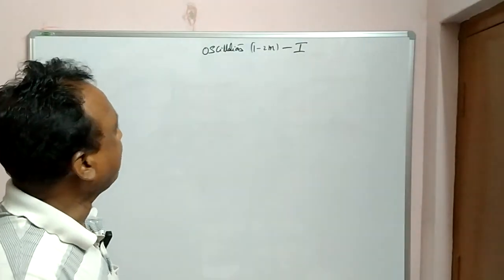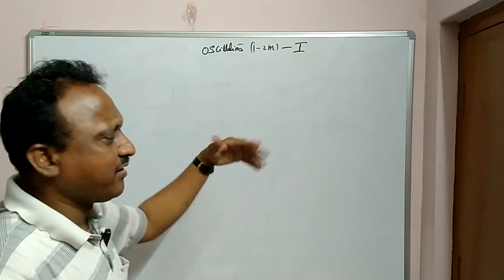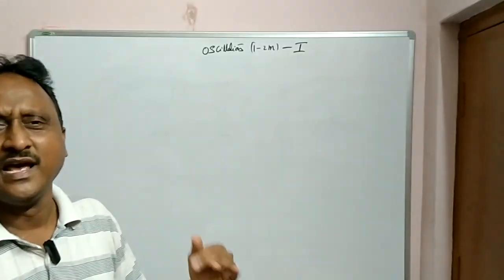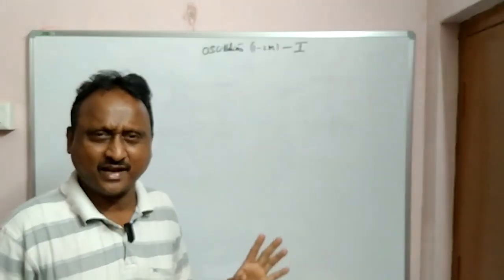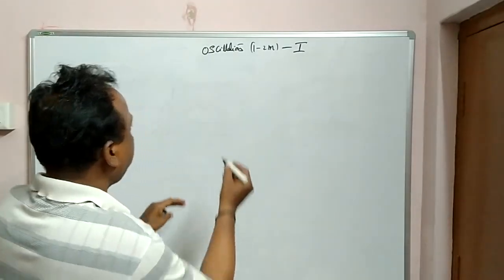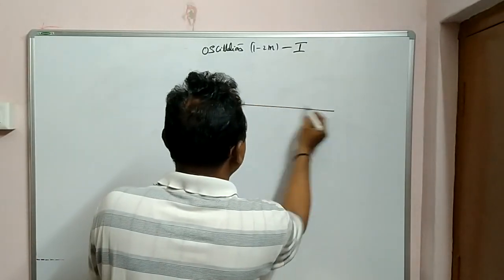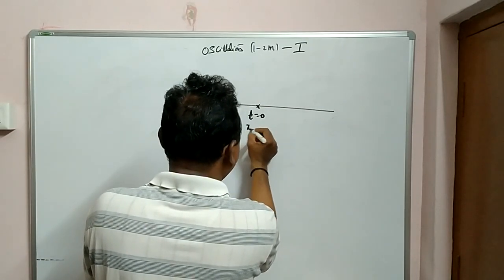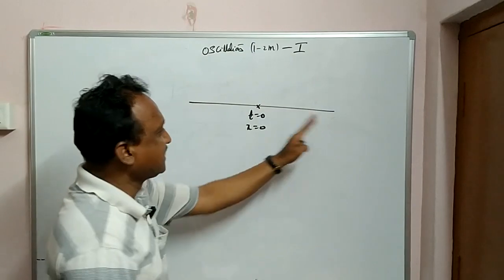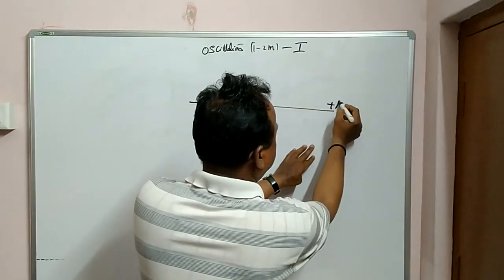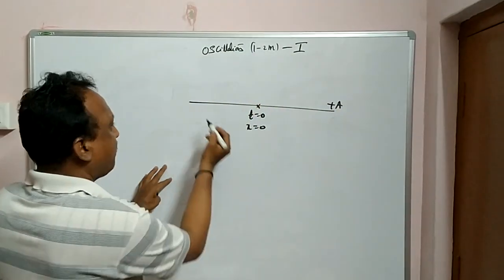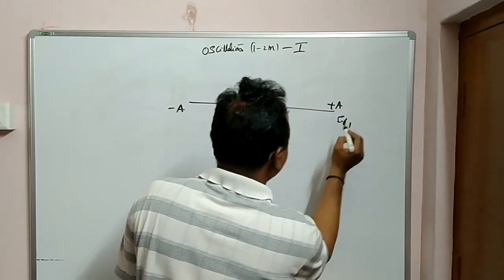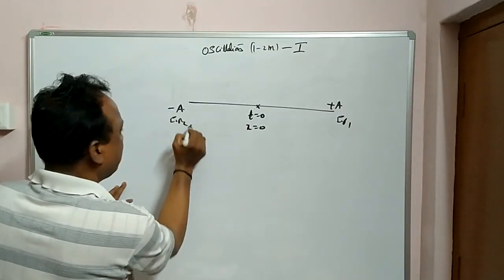Okay. Now you have defined all the things: velocity of the body performing SHM, equation, acceleration, etc. Now one more thing we have to learn in SHM. For example, this is the mean position where time is equal to 0, x is equal to 0. This is the positive side of the body, this is the negative side. Extreme position 1, extreme position 2.